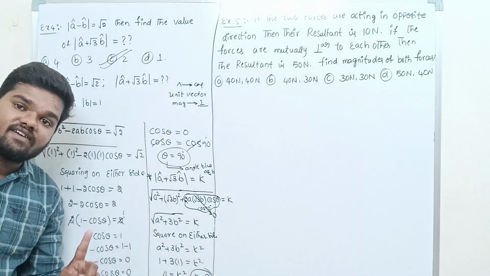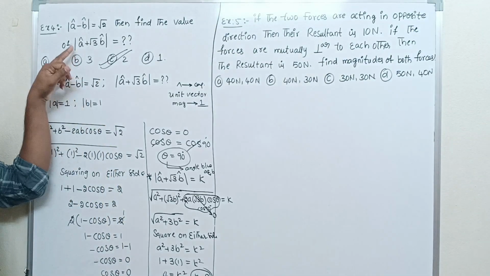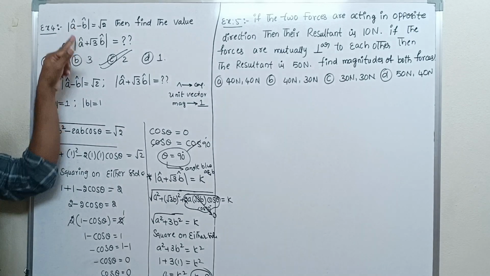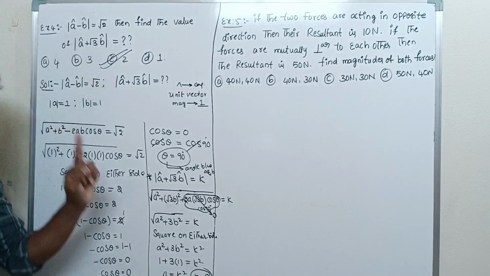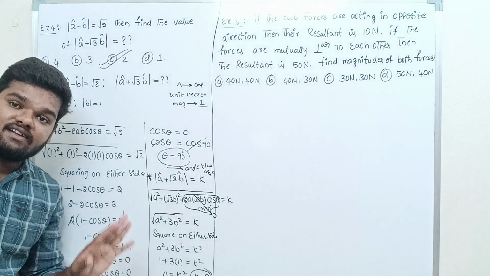Are you getting it? Is there any difficulty? Just common sense we have to use. Here they have given A cap and B cap. Cap means it's a unit vector and its magnitude is 1. Is it clear? Any doubts?